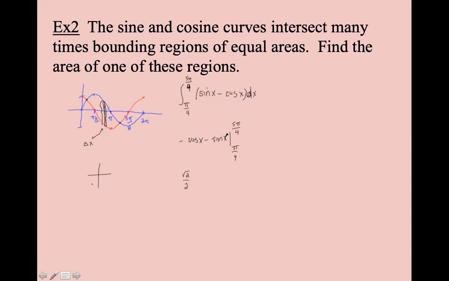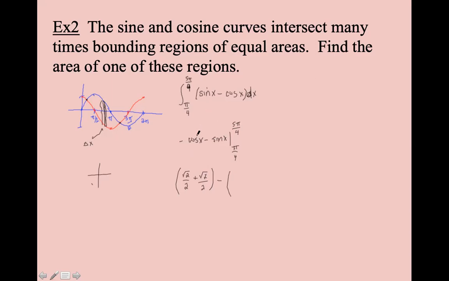And then here, if I do the sine of 5 pi over 4, that again, that's negative. This is going to make it positive. All right, so that's my first evaluation at the upper limit of integration. Now I'm going to do the lower limits of integration.